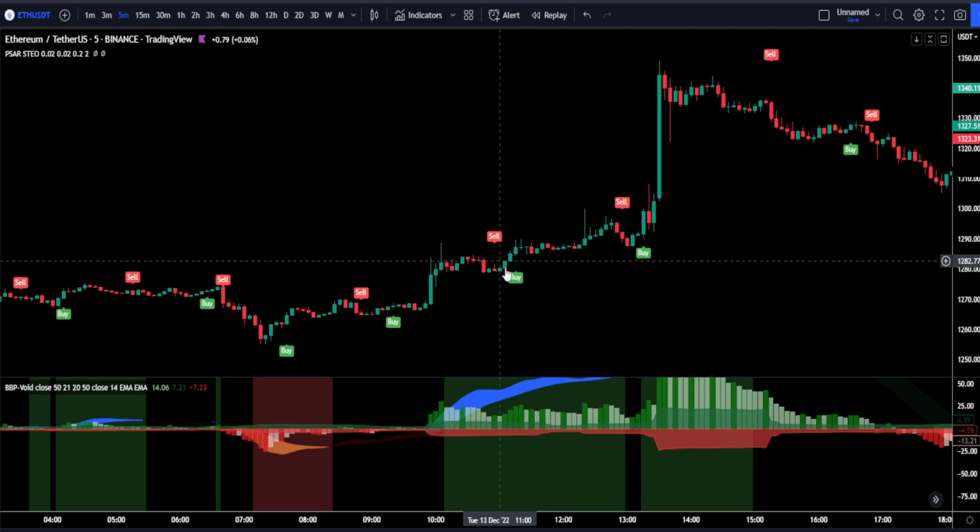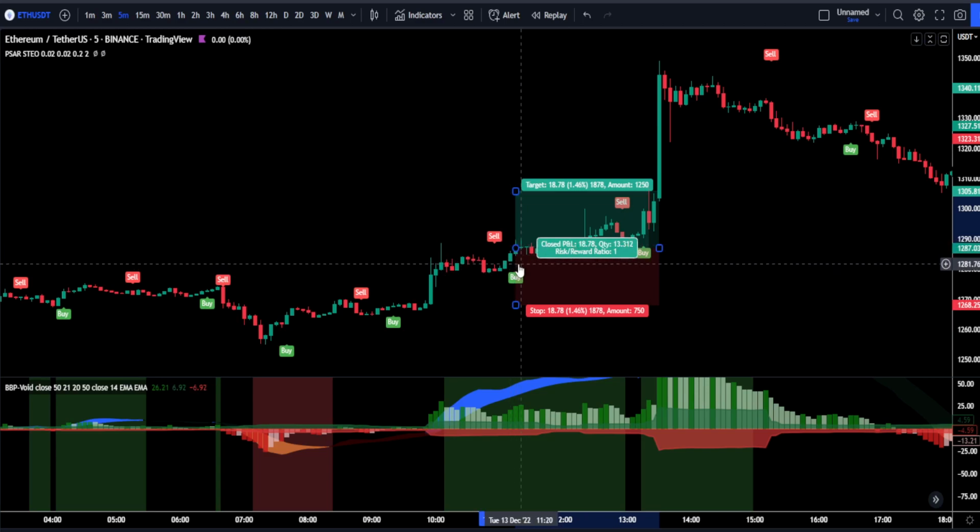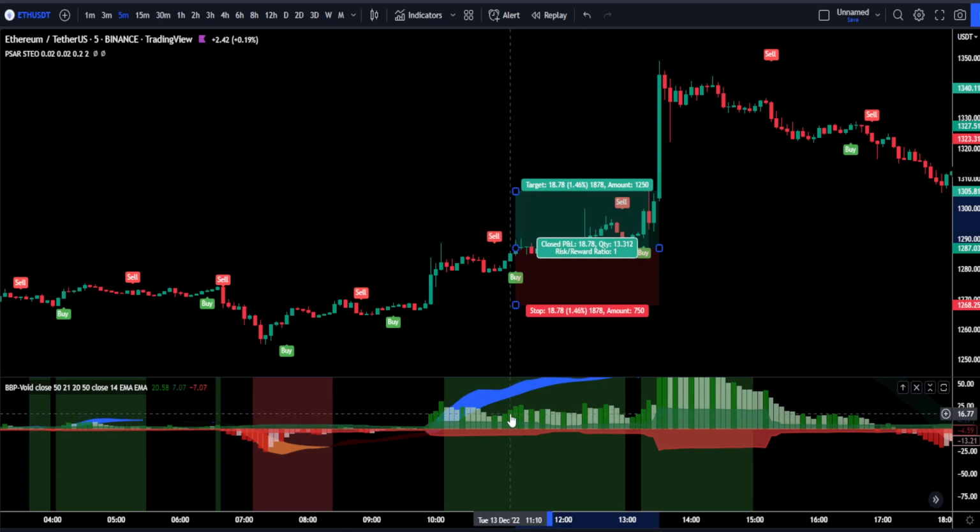So here we have another 2 valid long entries that were successful. We see at the time the indicator received a signal to buy, the background on the BBP void was green in color, and we had 3 consecutive green bars. This is a really good sign that the bullish momentum is increasing and the market is more likely to move in our favor.